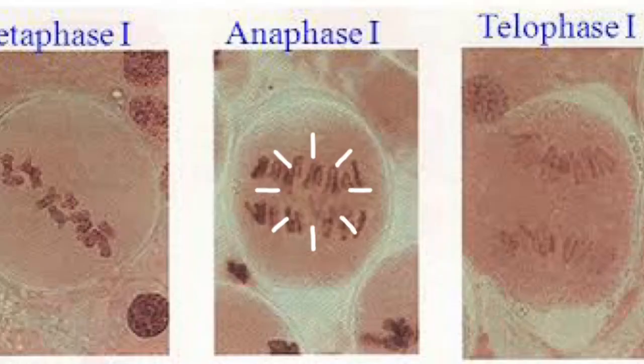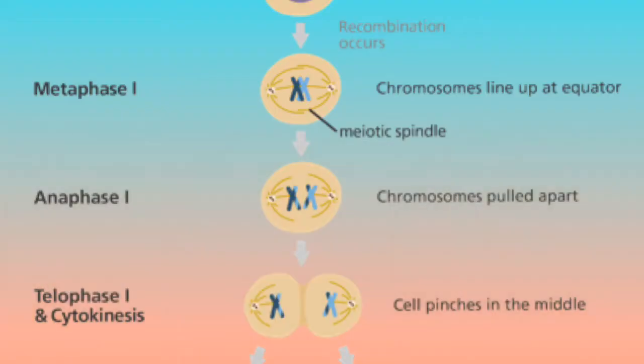Anaphase 1. The chromosome pairs are gradually pulled apart when the meiotic spindle fibers start to contract. As a result, one chromosome is pulled to one end of the cell and the other chromosome to the opposite end. Thus, each X-shaped structure moves away from each other towards the opposite pole.